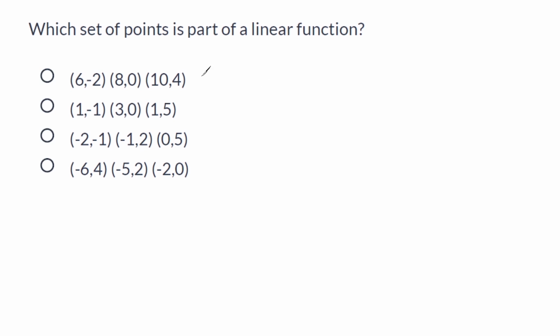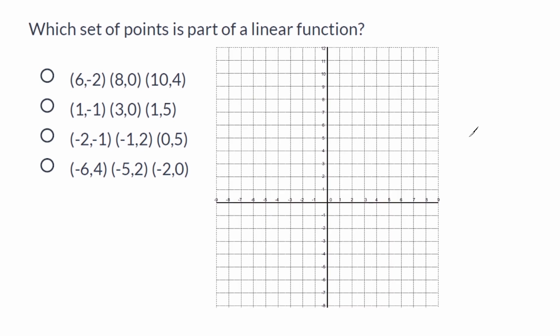Well, to figure out which one of these sets of points would form a linear function, all we really have to do is graph each set of these points and see if it forms a straight line. So let's go ahead and plot each set of points on the coordinate plane. Let's start with this set of points. The first point is positive 6, negative 2. The next point is 8, 0. And then we have 10, 4, which would be right here.